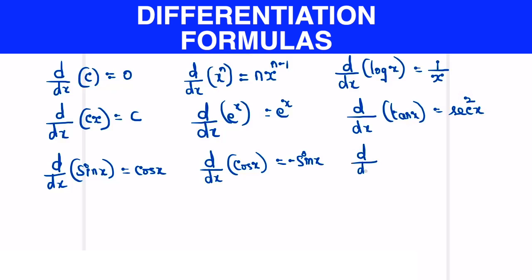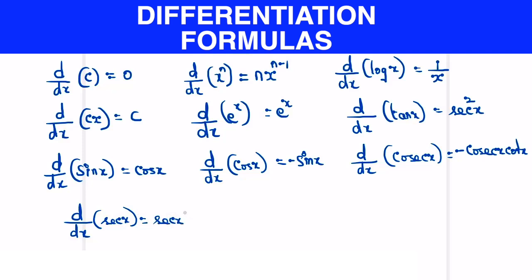d by dx of cosecant x is equal to minus cosecant x cot x. Okay. d by dx of secant x is equal to secant x tan x. In the last trigonometric function, d by dx of cot x is equal to minus cosecant squared x. Okay, so these are the basic differentiation functions that we are going to commonly use.